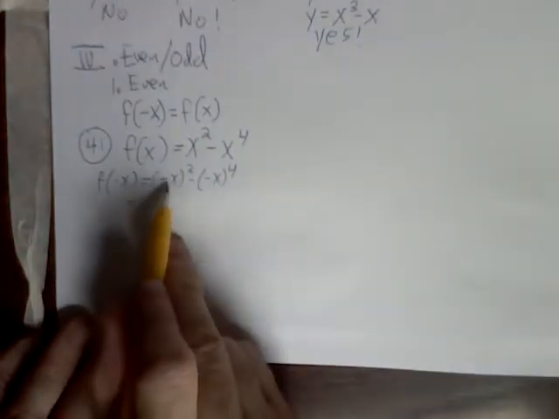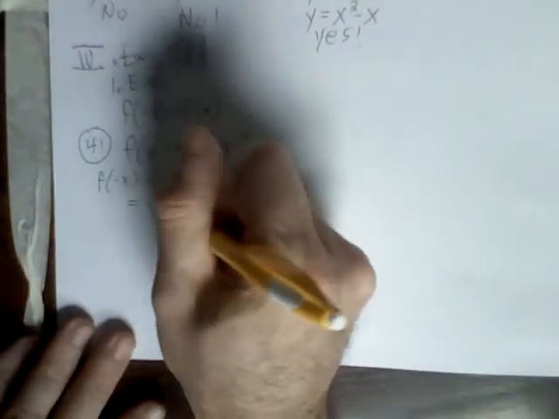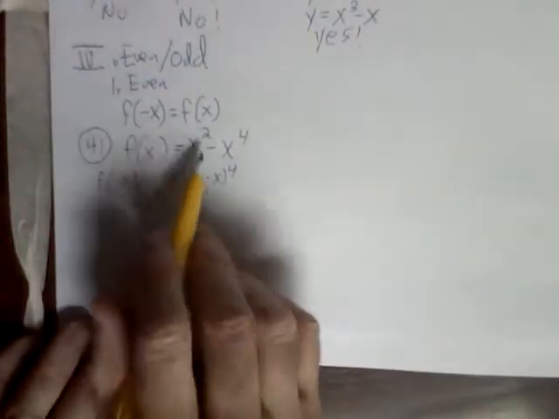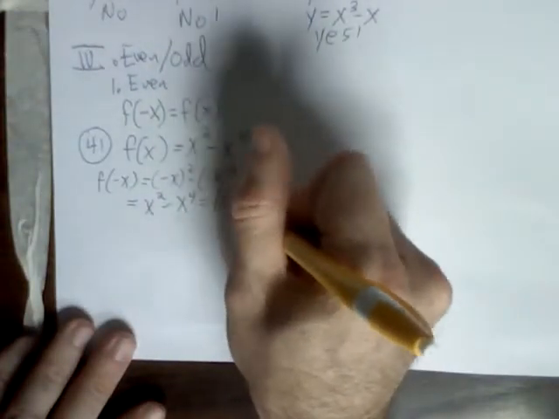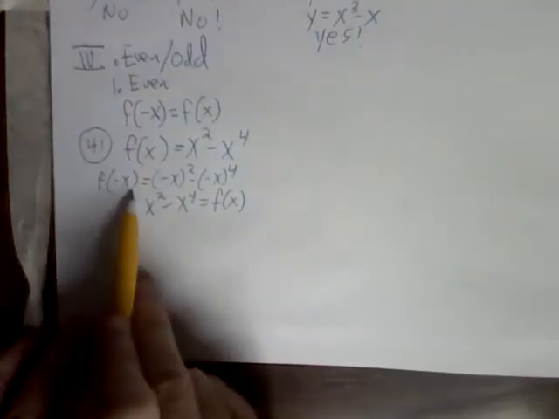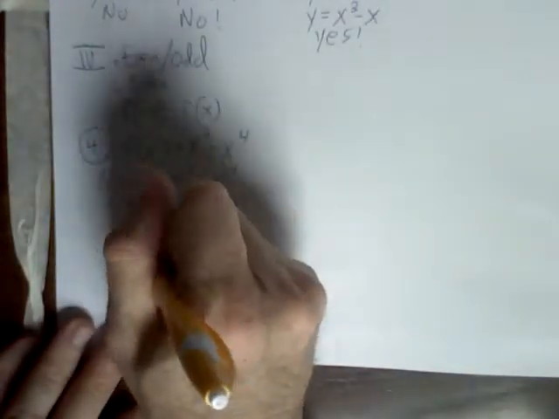Okay. And when you raise a negative to an even power, it becomes positive. So this will be positive x squared minus positive x to the fourth. Okay. And this is f of x. And that's what we were trying to show if we were trying to show it's even, right? f of negative x is equal to f of x. Okay, so this guy is definitely even.